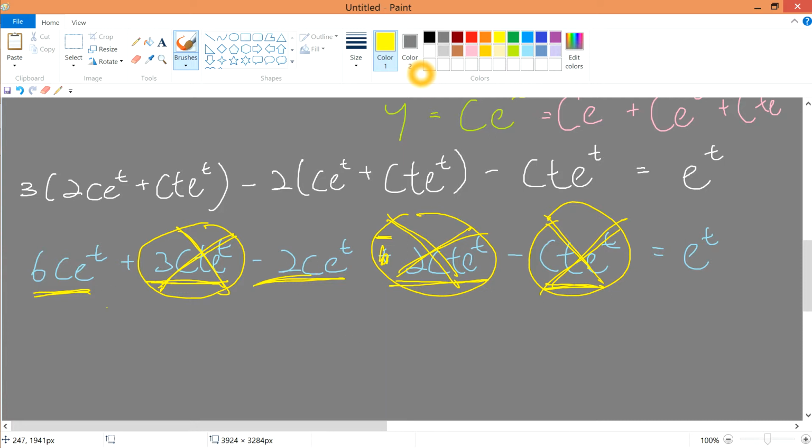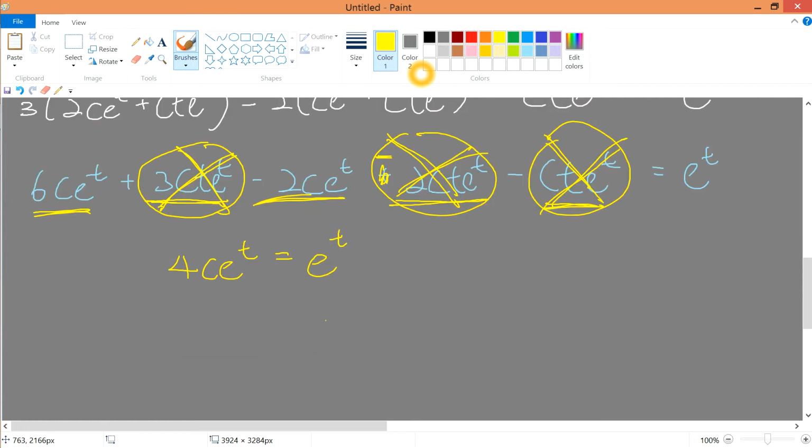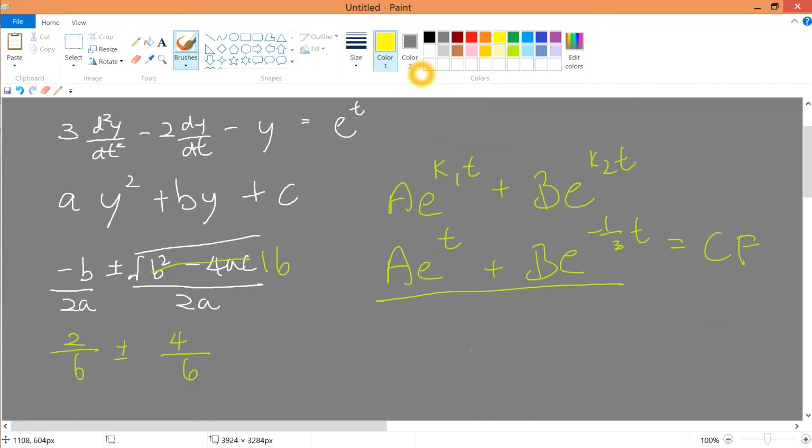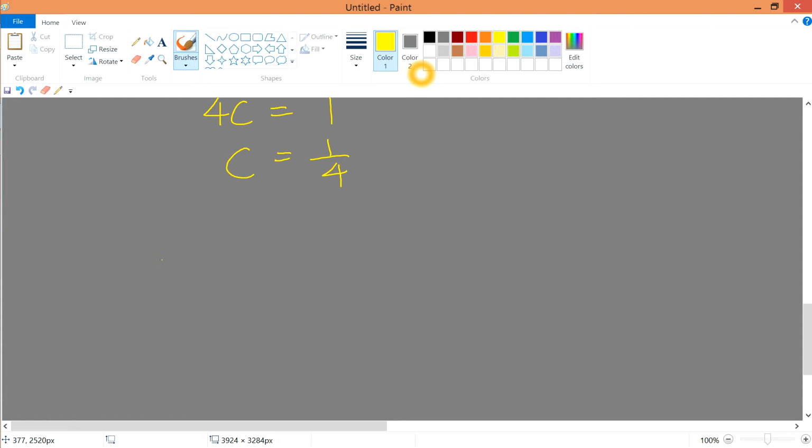And therefore if I take 6Ce^t minus 2Ce^t, I would have 4Ce^t, which equals e^t. From this, I would know that 4C is equal to 1, because e^t cancels each other. So C is equal to 1/4. And therefore if you sub it into your particular integral, I'll write the particular integral as equal to Cte^t.